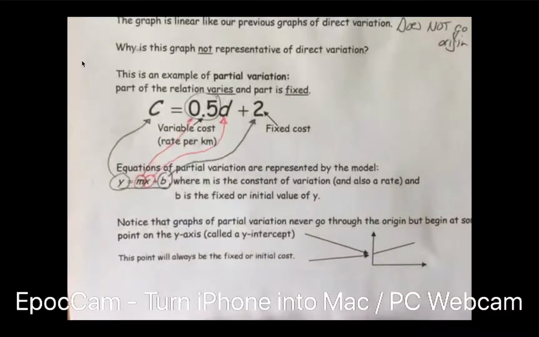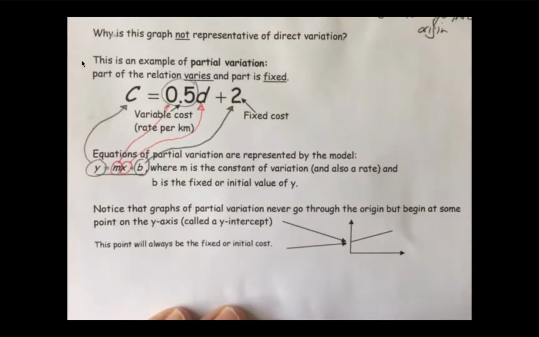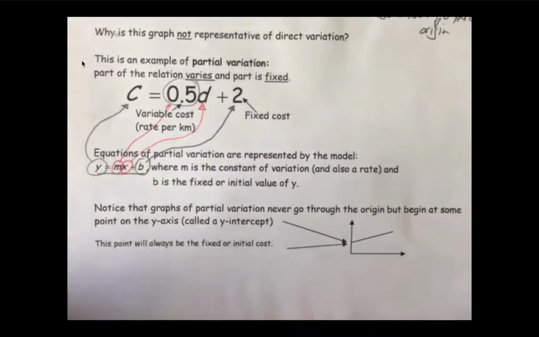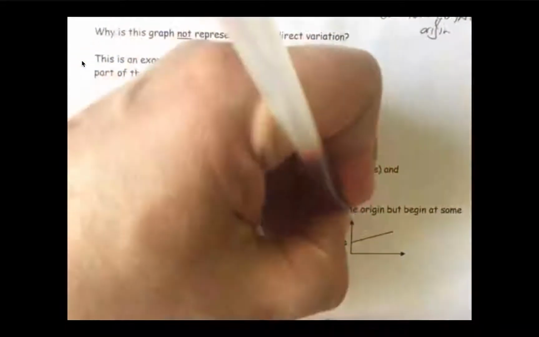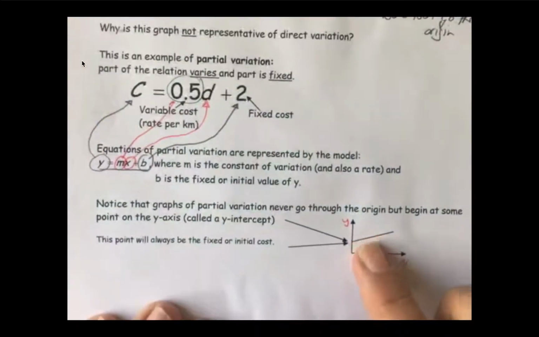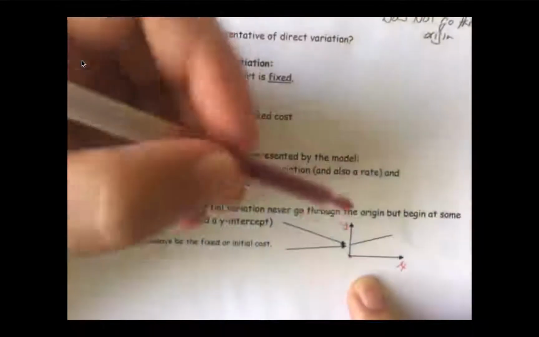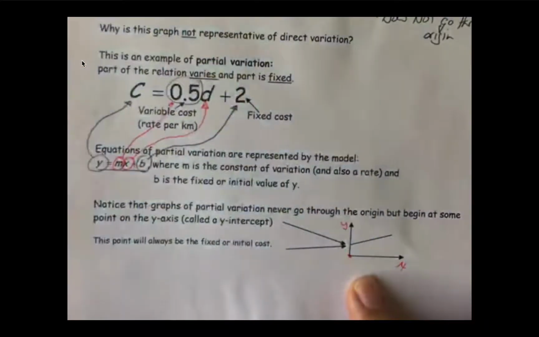So one thing to note, and you can always use this to spot a situation that's partial variation when you have access to the graph or when you can graph it, is that it never goes to the origin. It begins at some point on the y-axis. So in this rough example right here, there's your y-axis, there's your x-axis. And the line that we're drawing doesn't go through the origin down here. Instead, it crosses the vertical axis at some point up here.